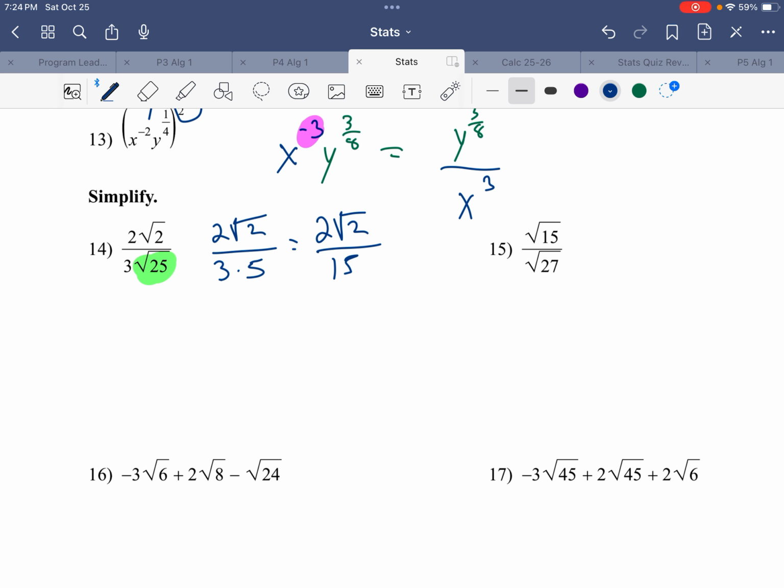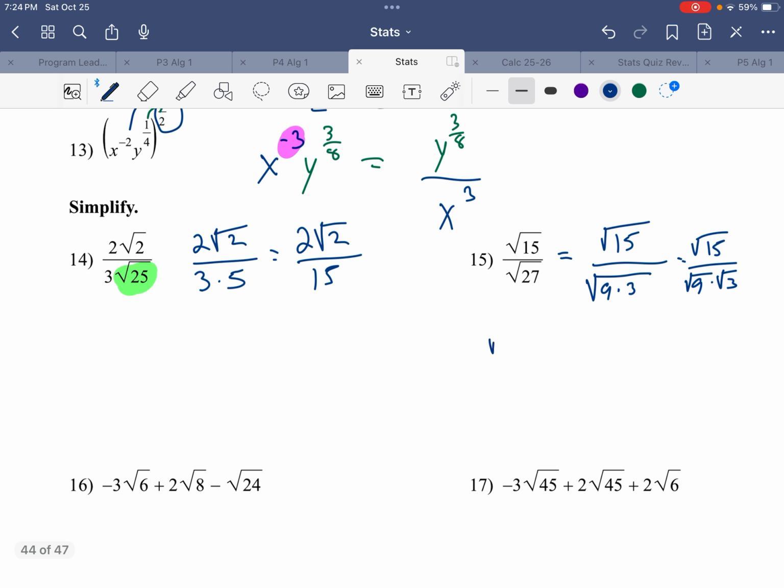In number 15, I can write this as the square root of 15, which doesn't have perfect squares, and the square root of 9 times 3, or the square root of 15 divided by the square root of 9 times the square root of 3. This is going to look like the square root of 15 divided by 3 square root 3. Now here, I can keep 3 in the denominator, but I can divide the square root of 15 by 3.